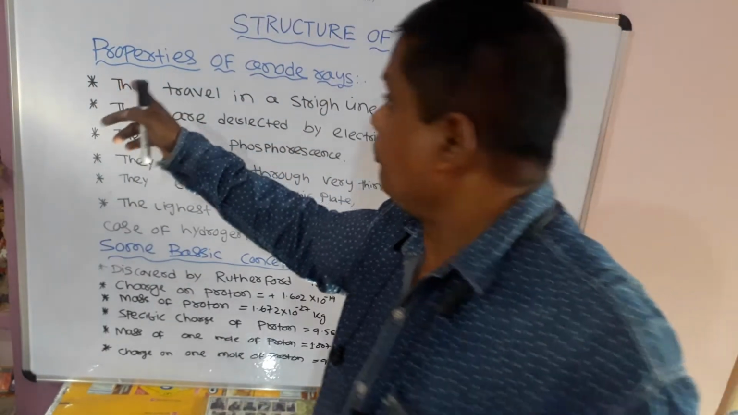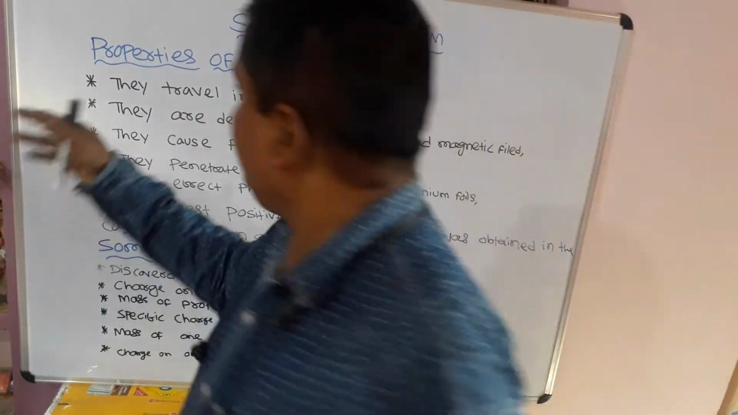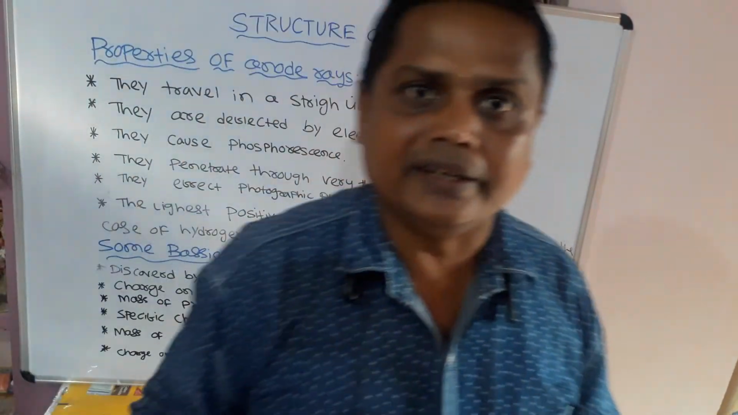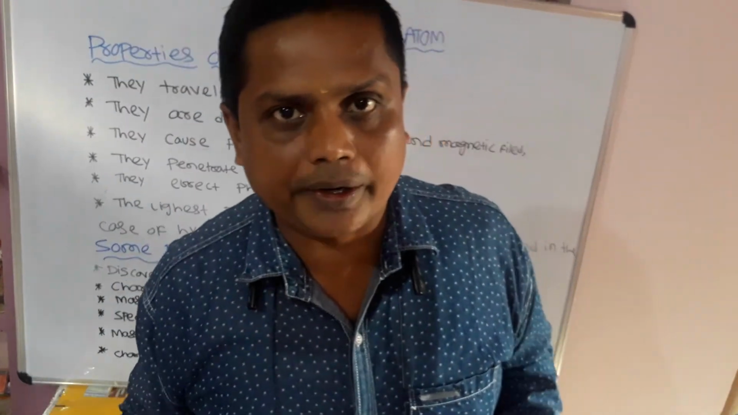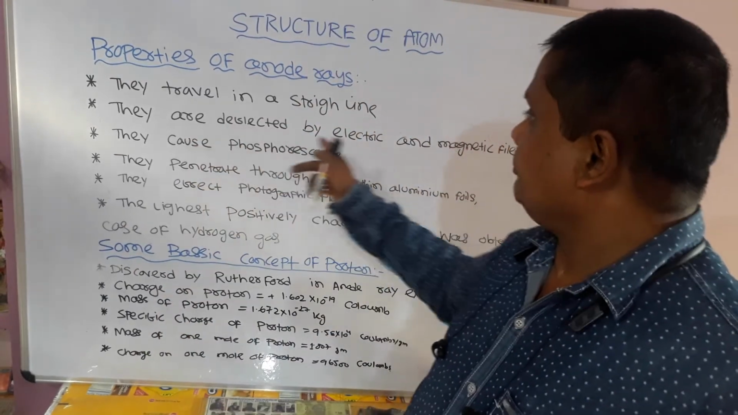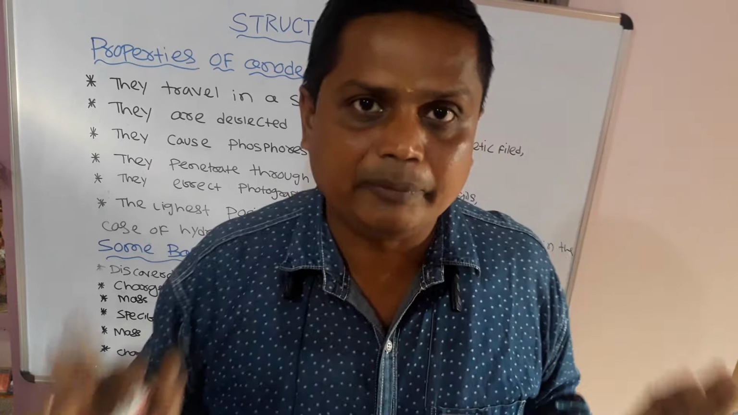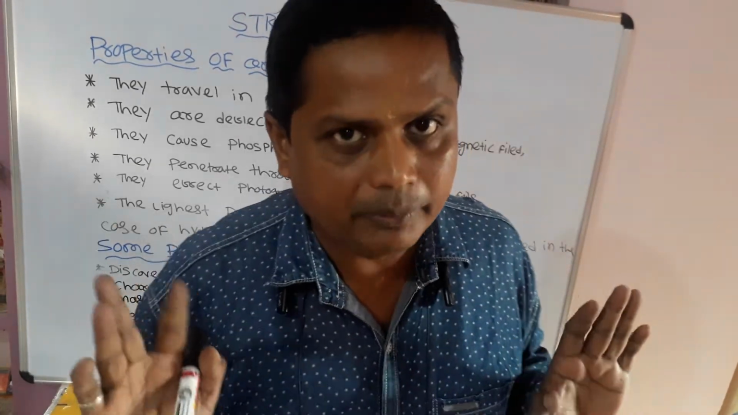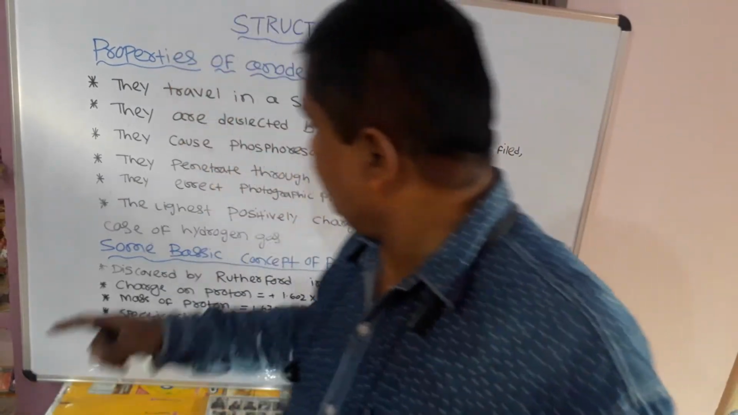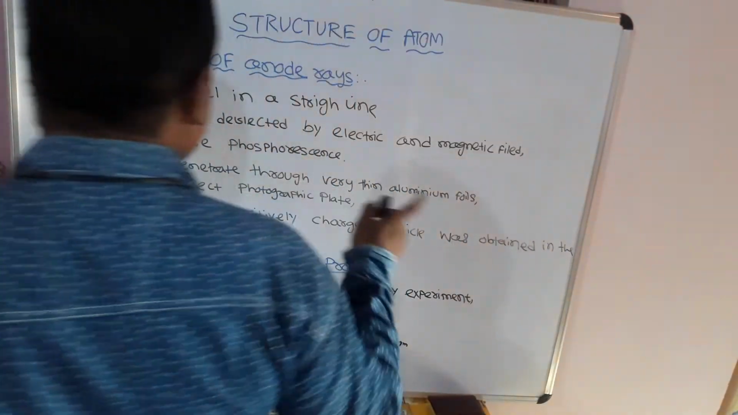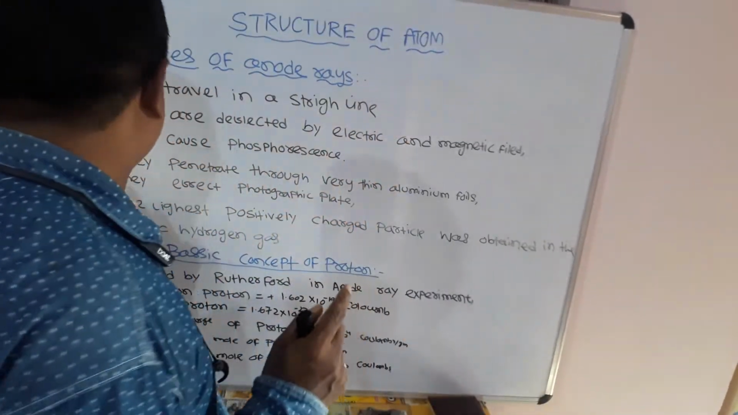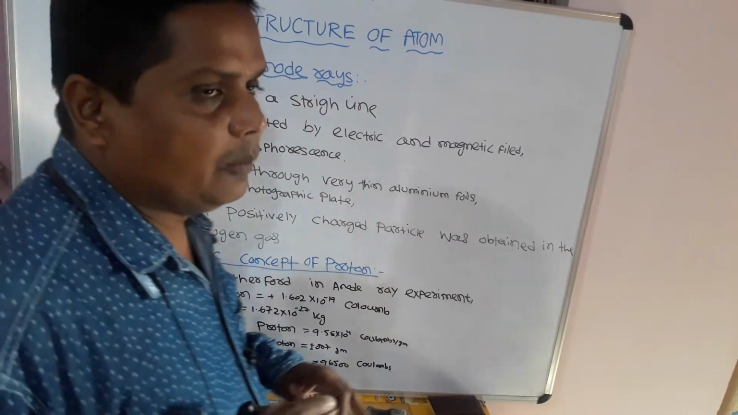Next is the properties of anode rays. First, they travel in a straight line. Second, they are deflected by electric and magnetic fields. Third, they cause phosphorescence.